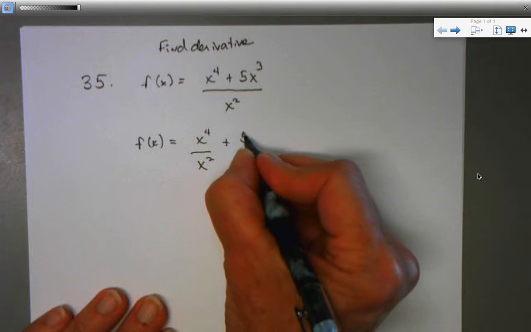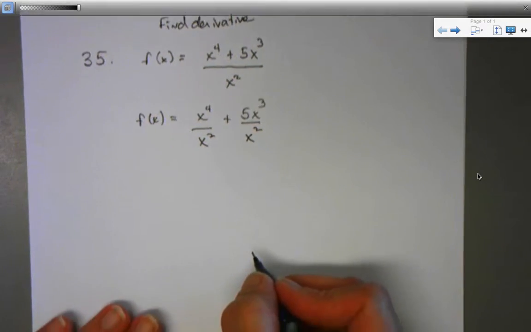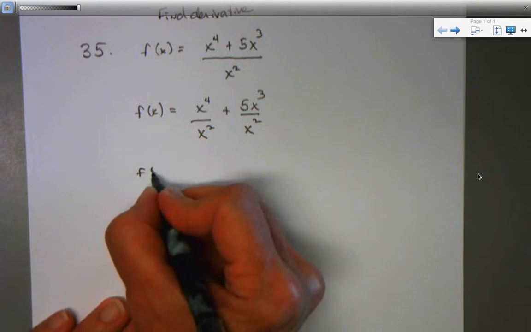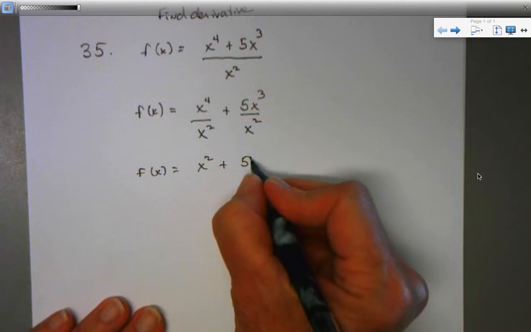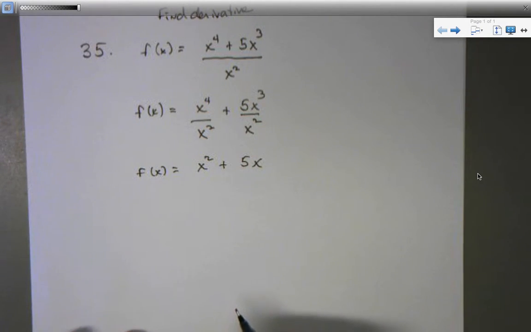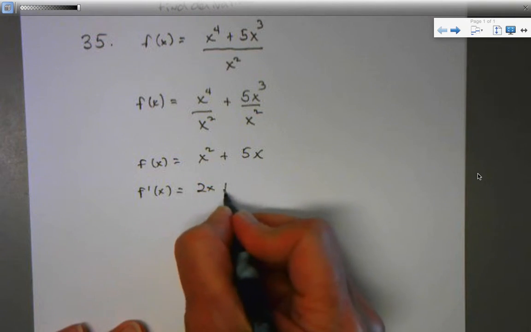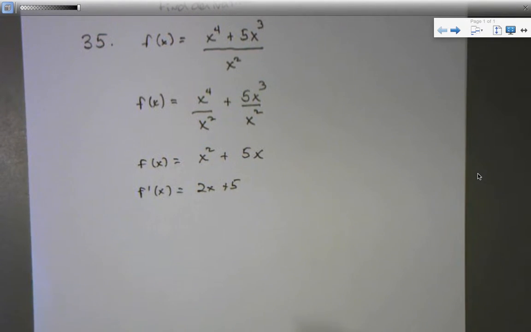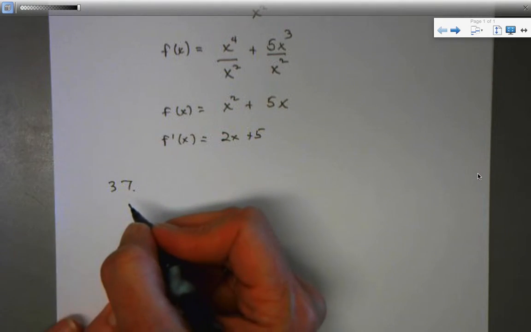So I'm going to rewrite this function in a form that's going to be easier for me to deal with. I'm just going to break up each part of the numerator with the denominator. So now I'm going to use algebra to simplify. And now it's ready for the power rule. Okay, you're finished. All right, 37 is a little bit more challenging.